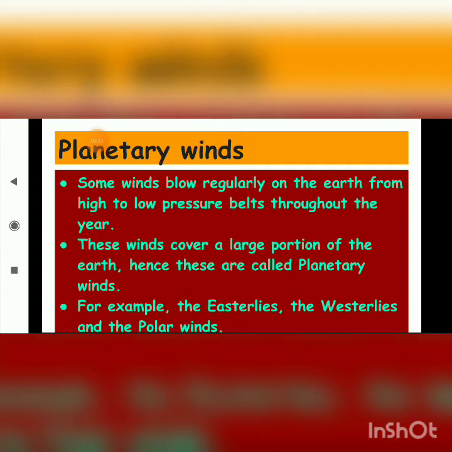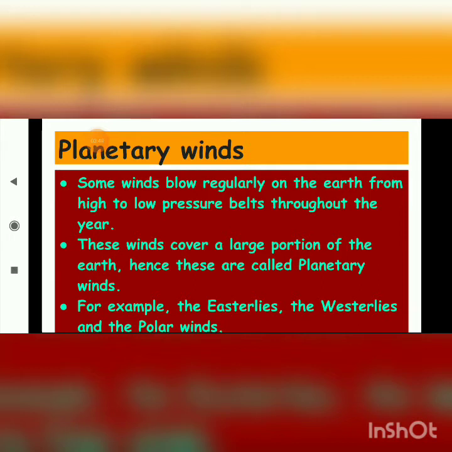So what are these? Some winds blow regularly on the earth from high to low pressure belts throughout the year. These winds cover a large portion of the earth, hence they are called planetary winds. Why are these winds called planetary winds, students? Because they cover a large portion of the earth.